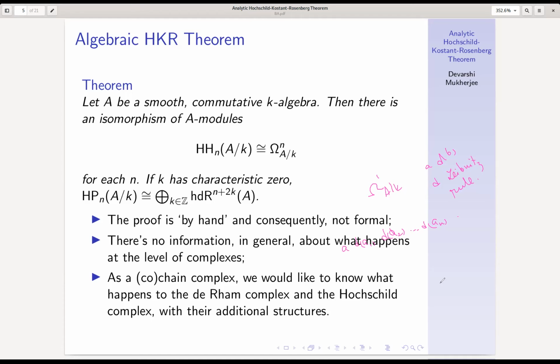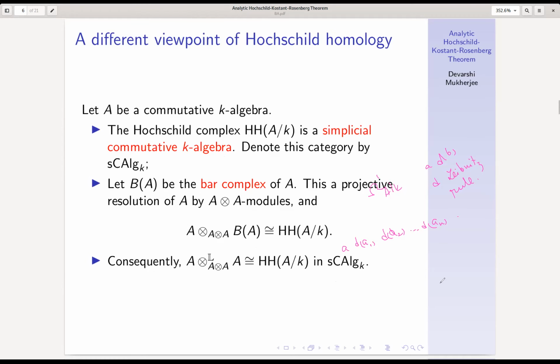Okay, so that's basically the problem at hand, and it's been answered in several different stages, I think over the past 2 years in the algebraic setting, and of course, we'd like to extend it to the analytic setting. Okay, so let's start with a slightly different point of view on Hochschild homology. And from now on, all my algebras will be commutative, although the invariant itself is defined for non-commutative things. But let's stick to the commutative side for now.